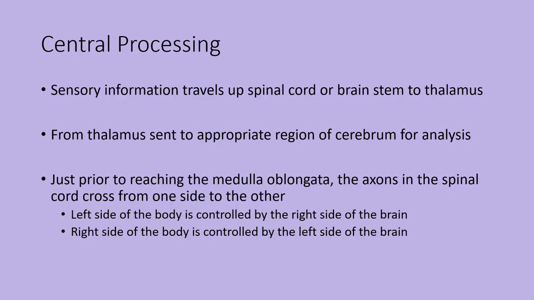If it's coming up from the spinal cord, just before it reaches the medulla oblongata, the axons of the spinal cord are actually going to cross over from one side to the other, so that the left side of the body is controlled by the right side of the brain, and the right side of the body is controlled by the left side of the brain.